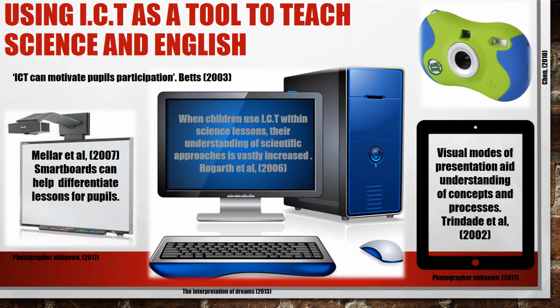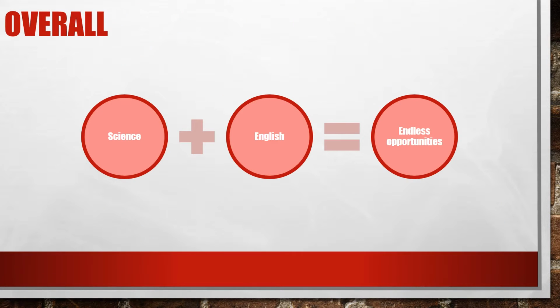Meller et al. 2007 highlight that smartboards encourage collaboration and help differentiate lessons, such as incorporating video clips and images in the delivery of a lesson. The ability to encourage pupils to use the smartboards themselves can encourage more participation and allow children to develop their confidence when using ICT as a learning tool. These uses of ICT can show how well it can be used to promote cross-curricular approaches to science and English.